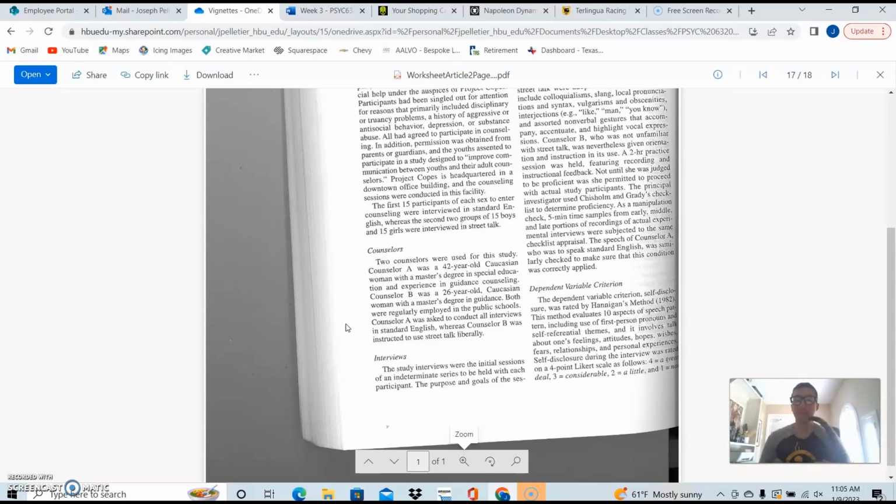In this case, they described the two counselors, right? Which is good. They had two. Fine. All right. But in this case, if you look at who they were, Counselor A was 42 years old and Caucasian. And then there's her criteria there, a short version of her CV, right? The second counselor, though, is 26 and Caucasian, right?